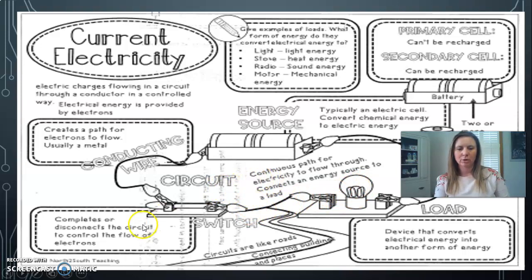And this is our switch. It completes or disconnects the circuit to control the flow of electrons. Just think of a switch. If it's turned on, it's allowing the whole system to run through. If it is opened up and broken, that means it's stopping the electrical flow. It's going from here to here, and then from here all the way over here. The whole circuit, once again, is a continuous path that allows it to move all the way through.